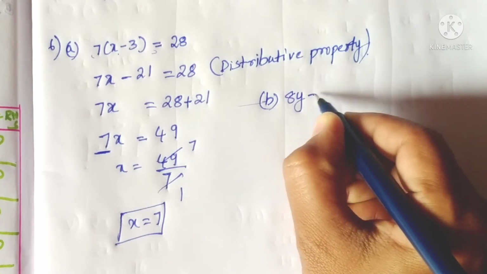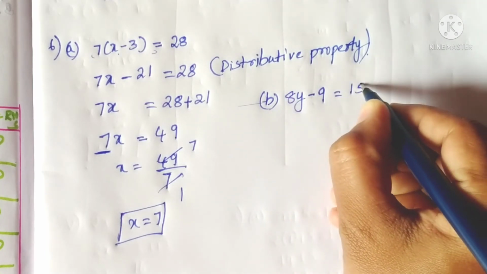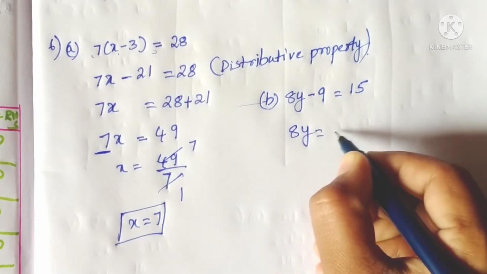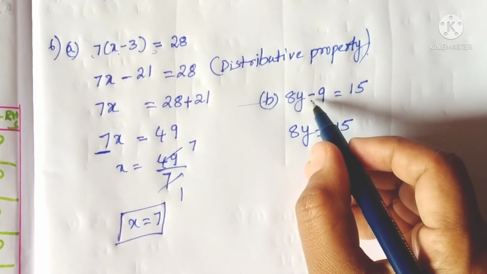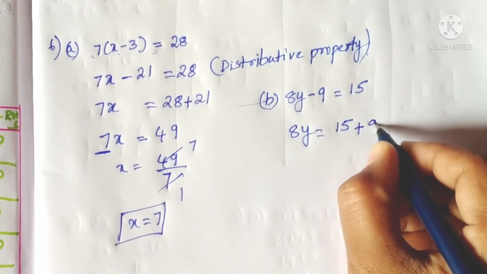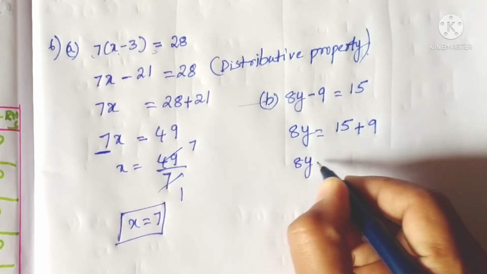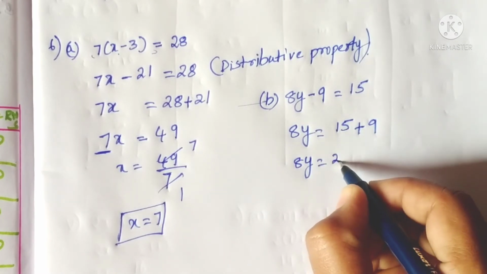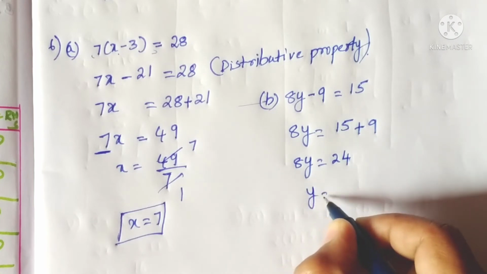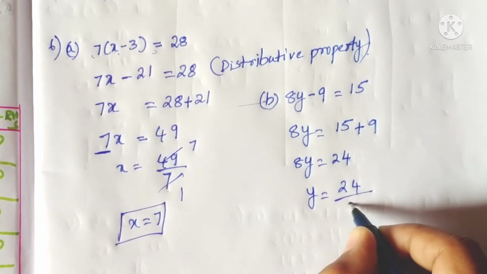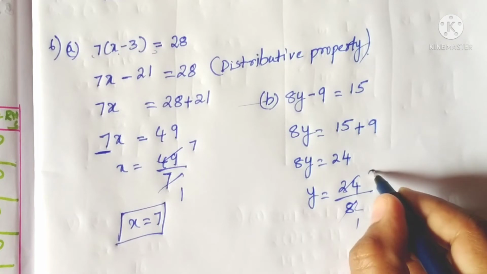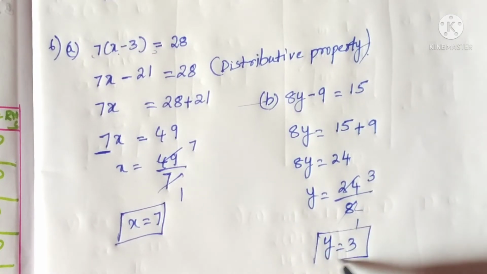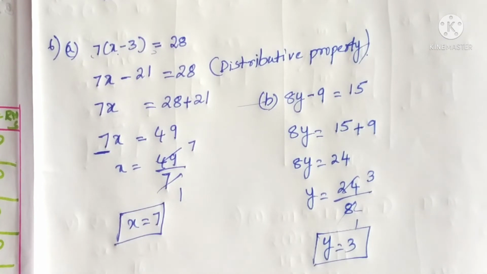Okay, so next, the second problem is 8y minus 9 is equal to 15. Okay, so 8y equals 15. If we transpose minus 9 to this side, it will be plus 9. 8y, so 15 plus 9, how much? If we add, it is 24. y equals 24 by 8. 8 3s are 24. So y equals 3 is the solution here.